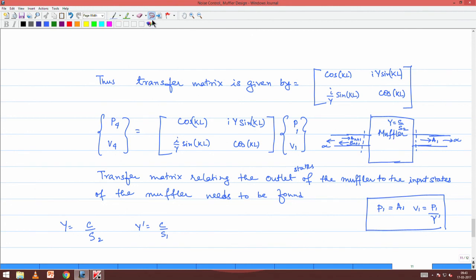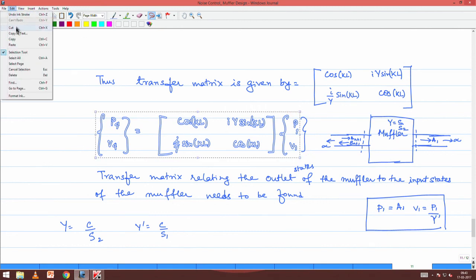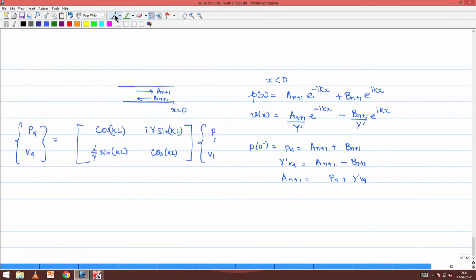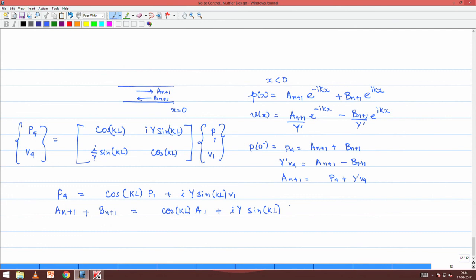So, if we open up these expressions, we are going to get P4 is equal to cos k L P1 plus i y sin k L into V1, but then P4 is given as A n plus 1 plus B n plus 1, that should be equal to cos k L P1, which is A1, plus i y sin k L, V1 which is A1 by y prime, right.